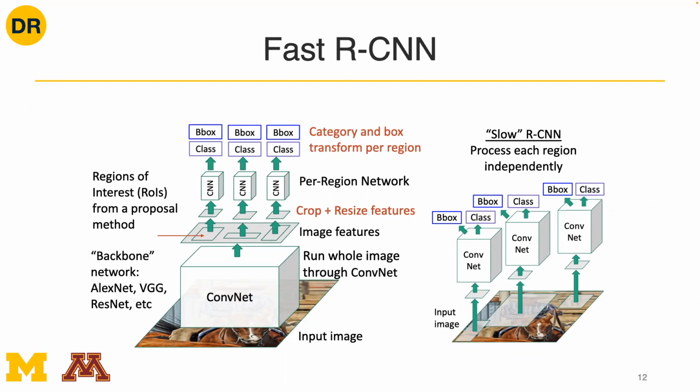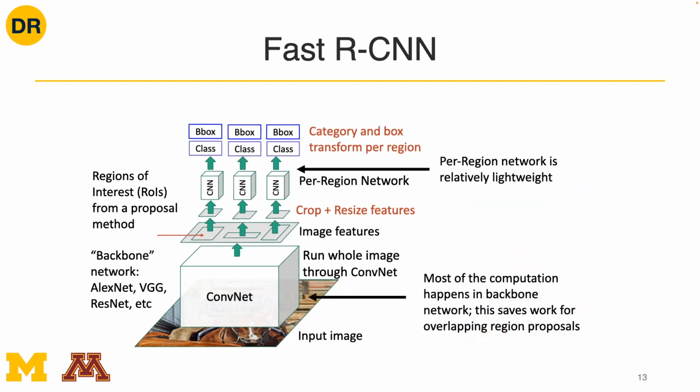And so what we can think about is that if we make this per region network very small, then overall we'll be getting a huge amount of speed up, just by this notion that most of the work is happening in the early layers of our convolutional network. And so the intuition goes that we can afford to make these classification heads and regression heads smaller, because they're now computing on the extracted features and not on the raw pixel level input, as was happening in RCNN.